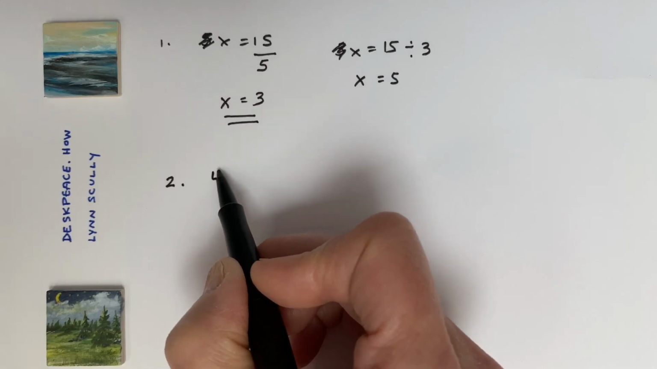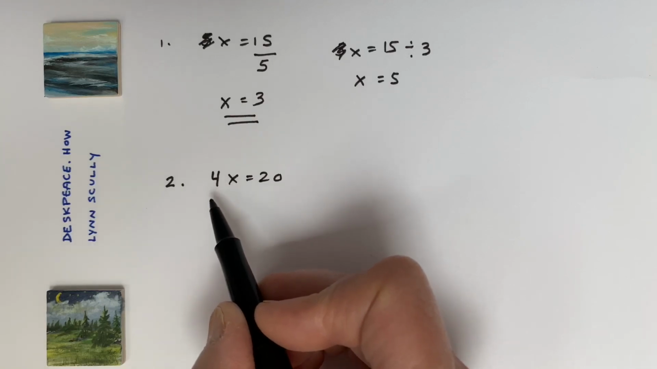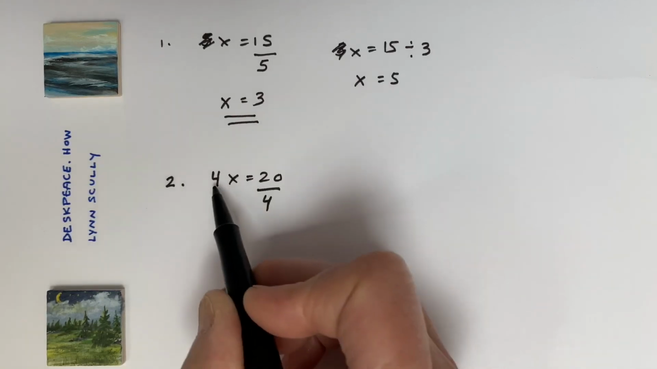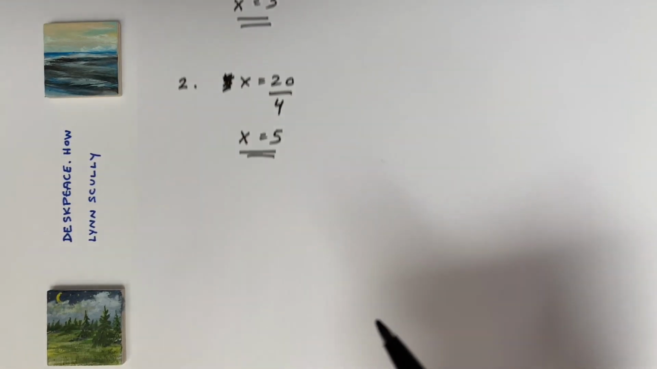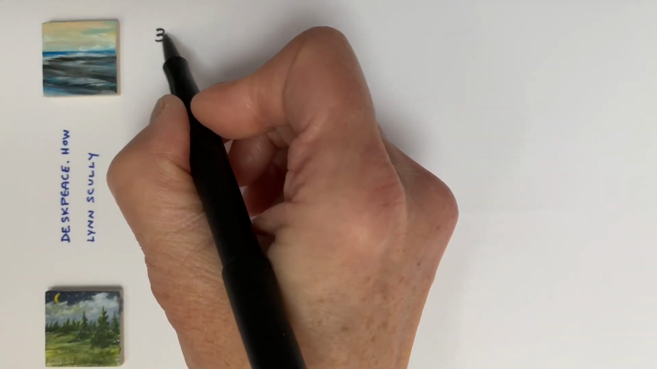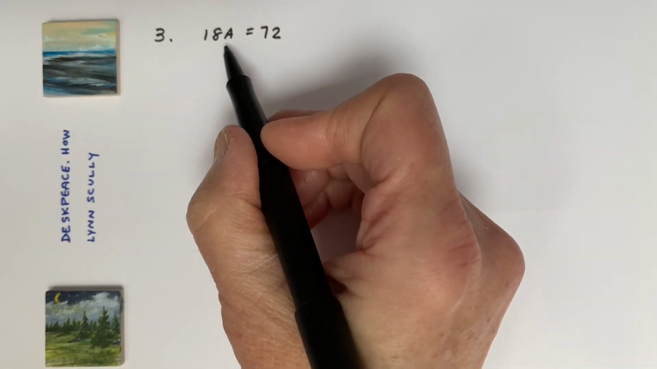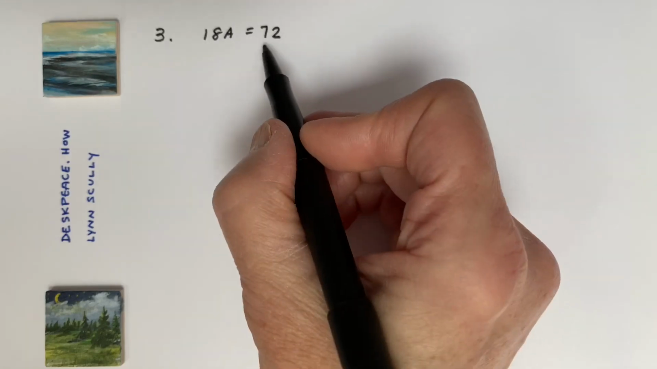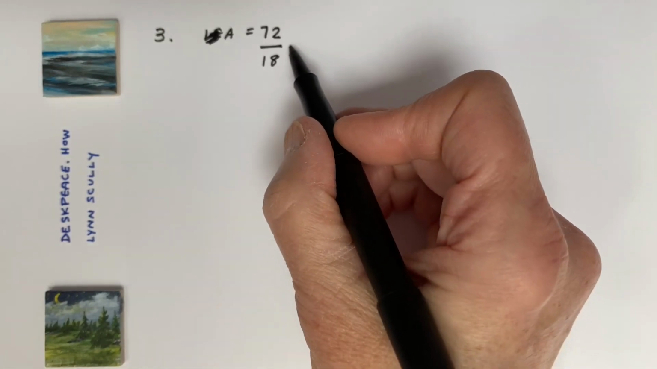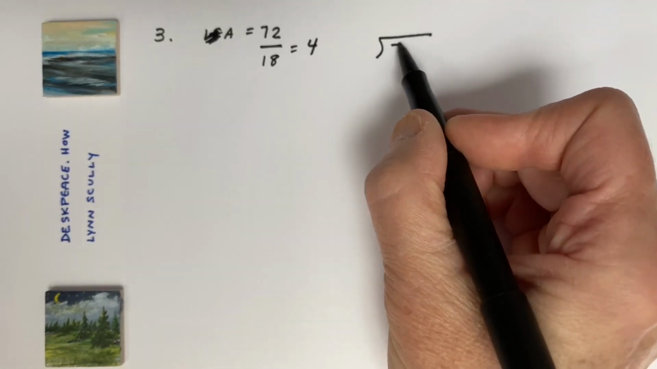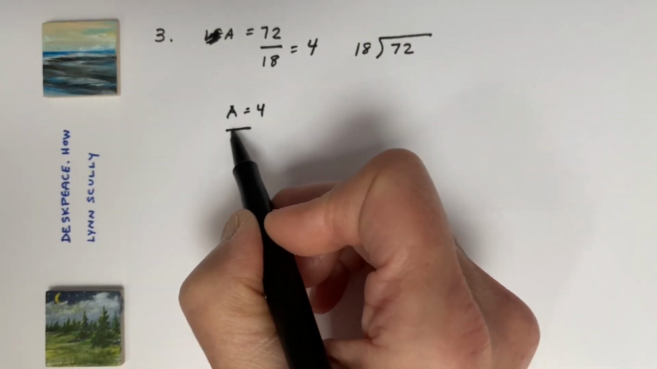Number 2, 4x equals 20. Here's my unknown, it's x. 4 is attached by multiplication, move it by division to the other side of the equal sign. And I'm getting x equals 5. Number 3, 18a equals 72. My variable this time is a. 18 is attached by multiplication, move it by division to the other side of the equal sign. And I know that this is 4. If you don't, you can always do your division, and sometimes I'll do that for you. But right now I'm just going to say a equals 4.